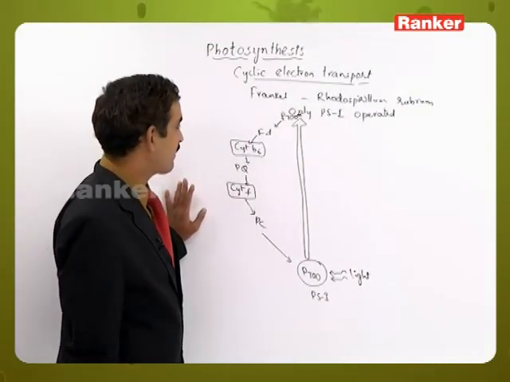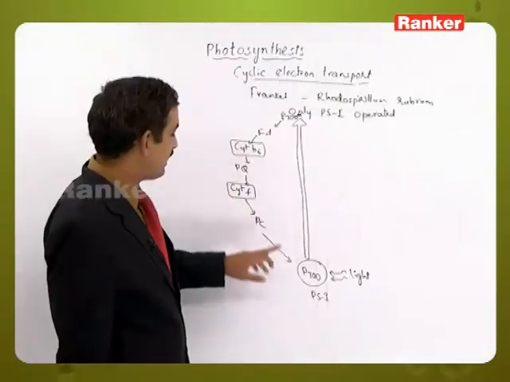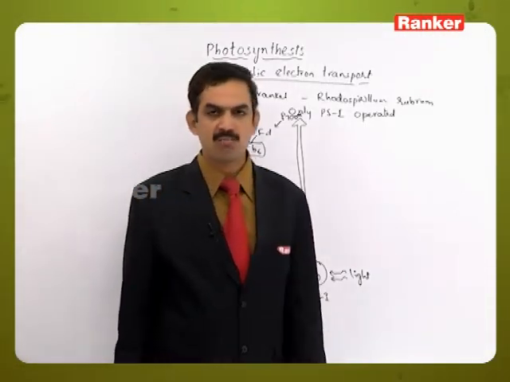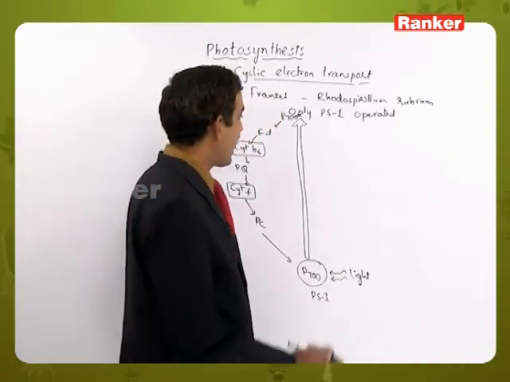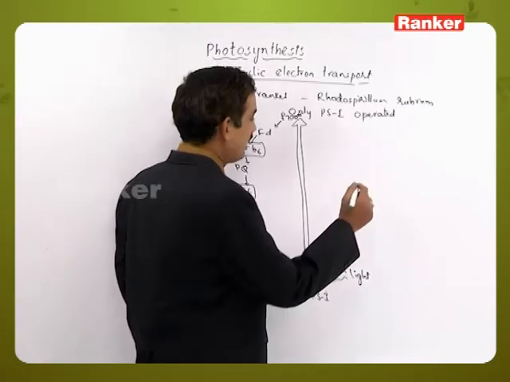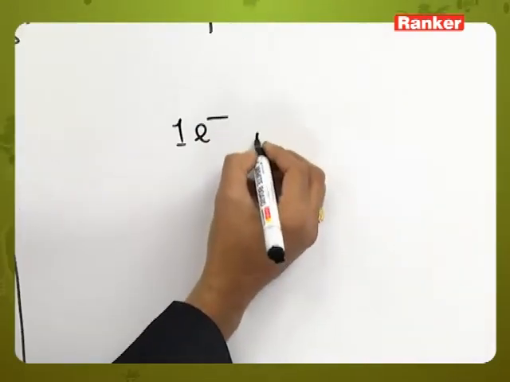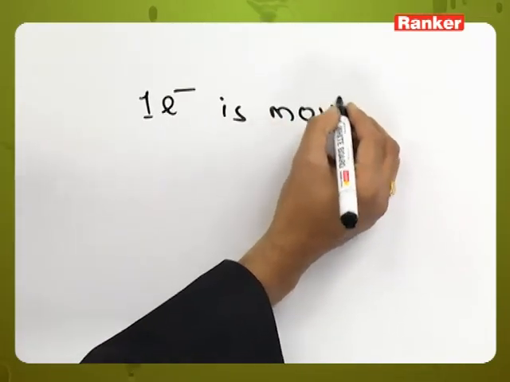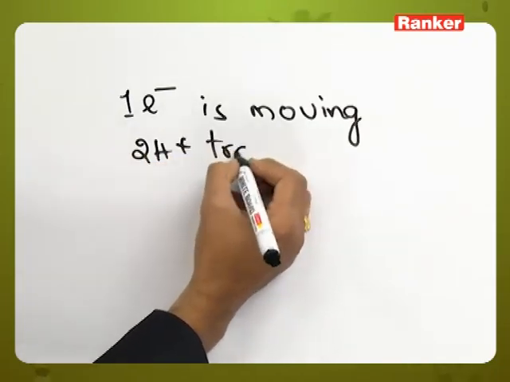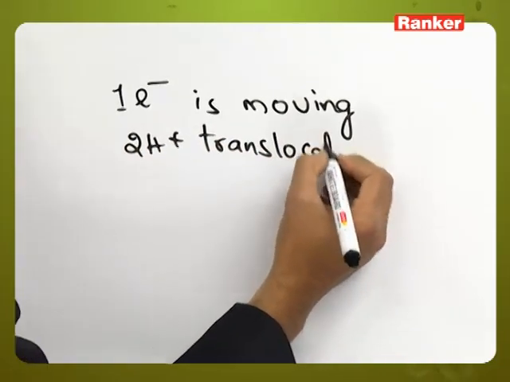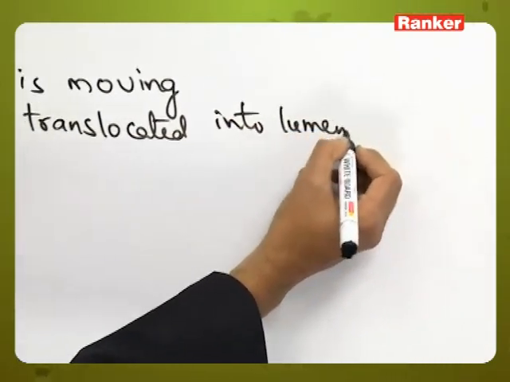So likewise here, the primary acceptor in this cyclic electron transport system is ferredoxin, and finally those electrons are moving to the same reaction center, that is P700, from where the electrons have been lost. In this process the quinone cycle is operated, where when one electron is moving through the cyclic electron transport system, two protons are translocated or moved into the lumen from the stroma.